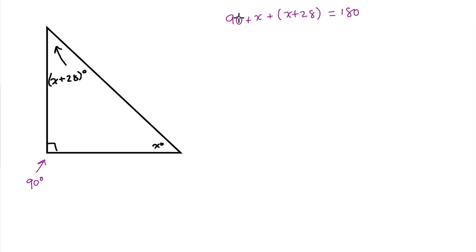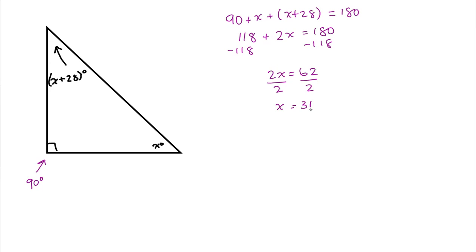Now we need to combine all of these like terms. So 90 and 28 are like terms. That's going to give us 118. And there's 2x equals 180. Now we have a simple two-step equation. We're going to subtract 118 from each side. And we're left with 2x equals 62. Then we divide each side by 2.